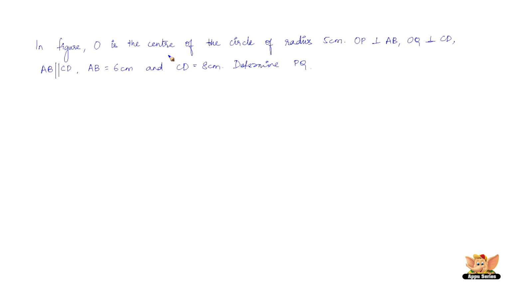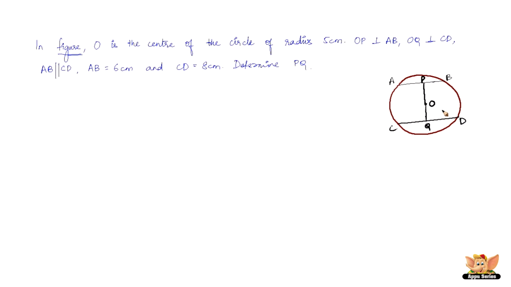In the figure, O is the center of the circle of radius 5 centimeters. OP is perpendicular to AB. OQ is perpendicular to CD. AB is again parallel to CD. AB equals 6 centimeters and CD equals 8 centimeters. Determine PQ. The question is exactly the same as the last one, but still we haven't seen the figure. So let us see how the figure is. We have OP perpendicular to AB, and OQ is perpendicular to CD.